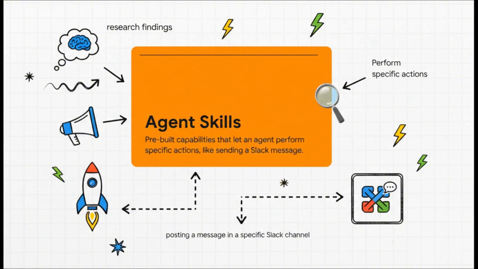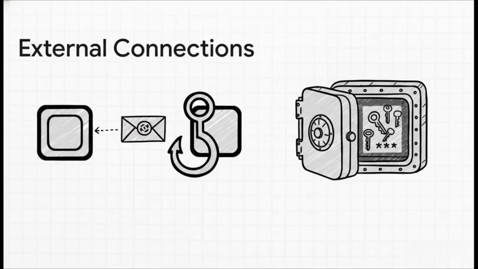And we can give our agent new superpowers. They're called skills. These are basically pre-built functions that let it perform very specific actions. So for example, we could create a skill that lets the agent take all its research findings and post them directly as a message into a Slack channel. Pretty cool, right?